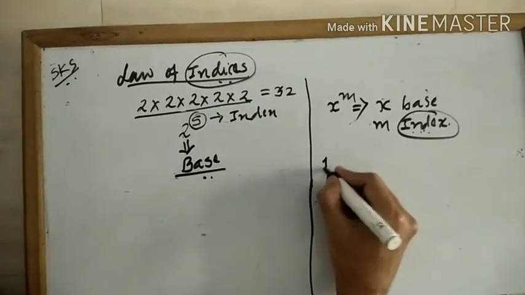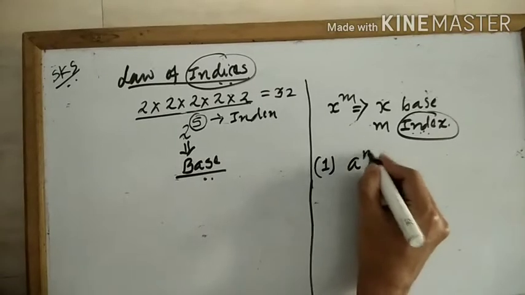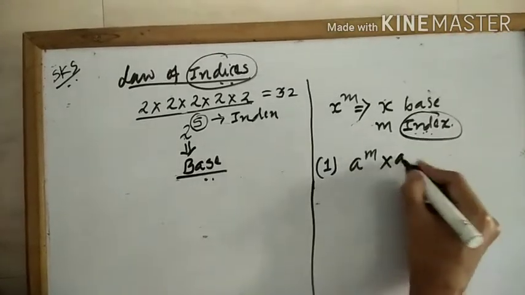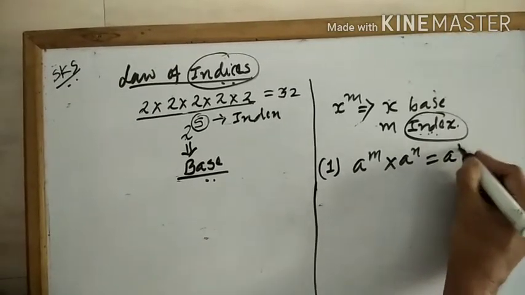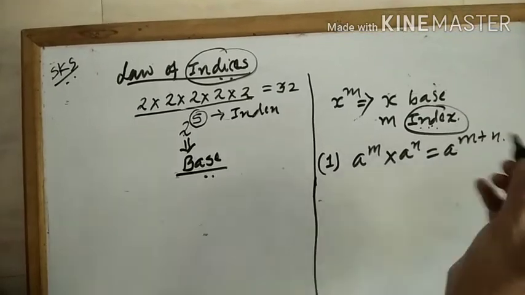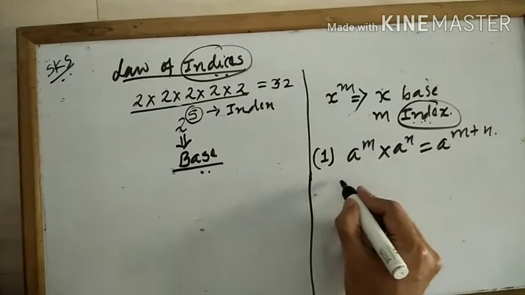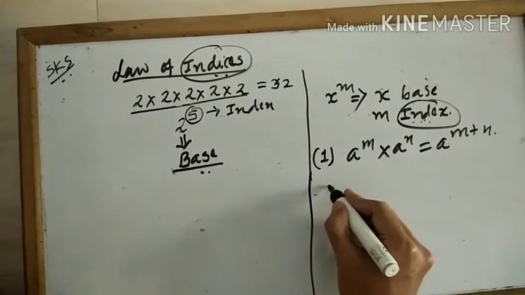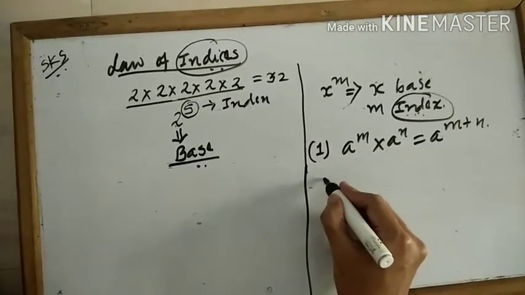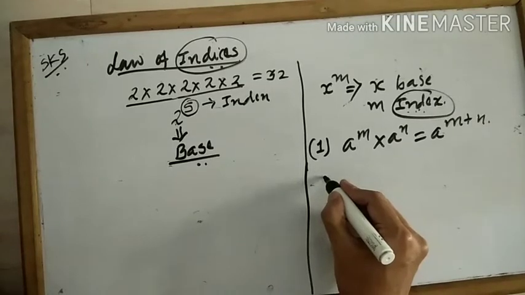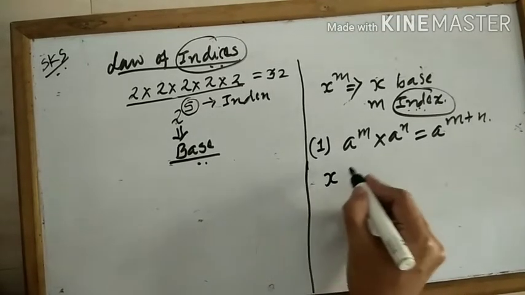One of the rules which you studied was a raised to m multiplied by a raised to n is equal to a raised to m plus n. Now let us understand how this rule comes. It's pretty simple to know. I'm taking an example. You need not use this expanded form while solving the questions. It is for your easier understanding.